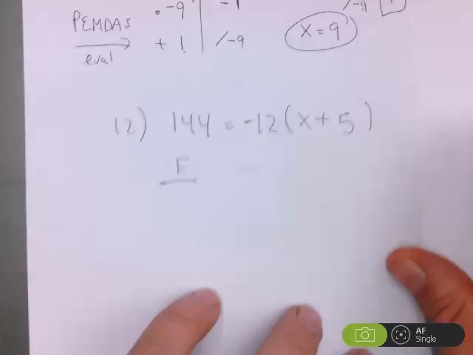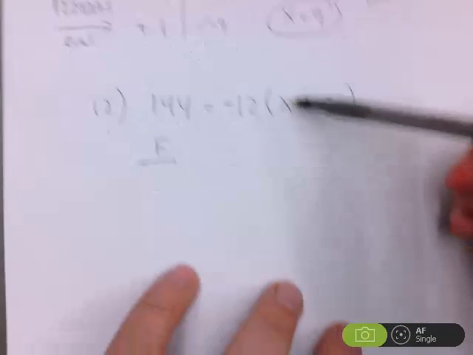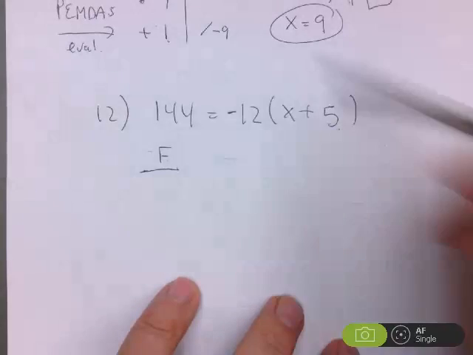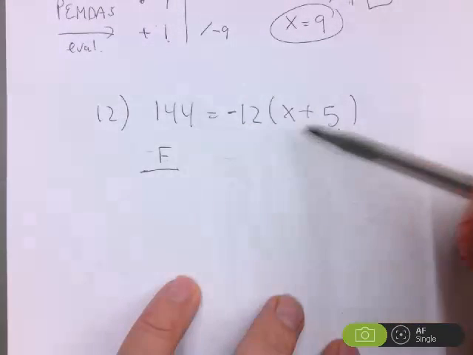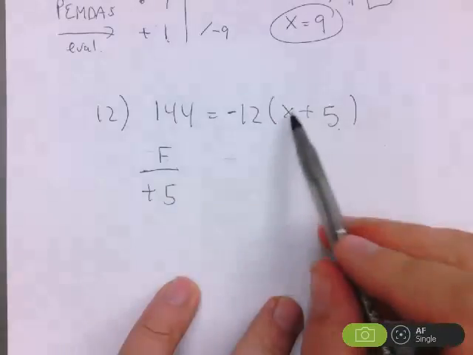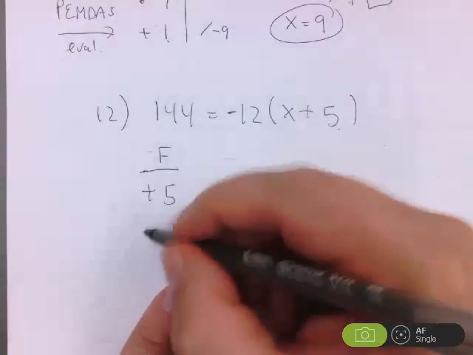What does PEMDAS in the forward order tell me? I need to do my parentheses first. If I put a 1 in there, the first thing I do is add 5 to it. Of course, I need to do that first. So I say plus 5. I start with my variable and work out. Then it's times negative 12.